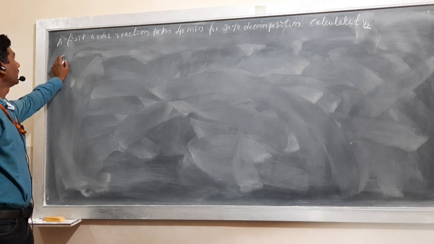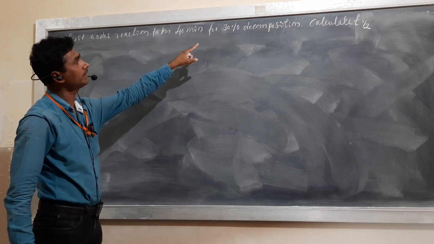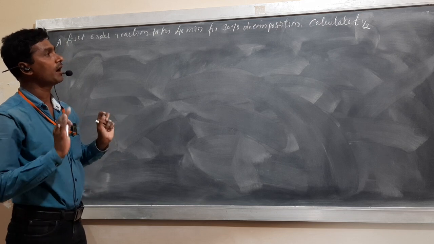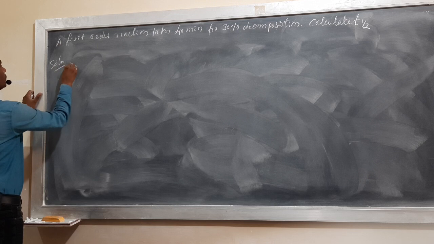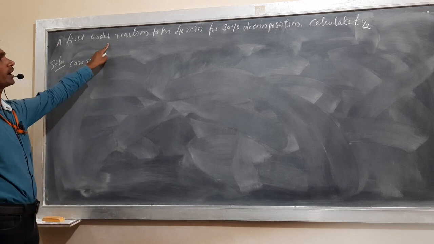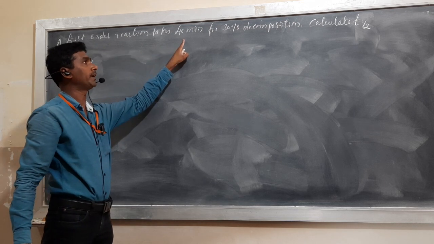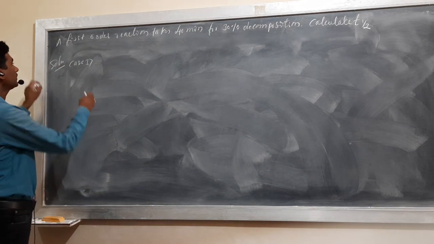Third example. A first order reaction takes 40 minutes for 30% decomposition. Calculate T half. T half means half-life of the reaction. Now the solution. In the solution, a total of 2 cases are there. In case 1, first you have to find the rate constant with the help of the time 40 minutes. Then you go forward to the calculation of half-life.